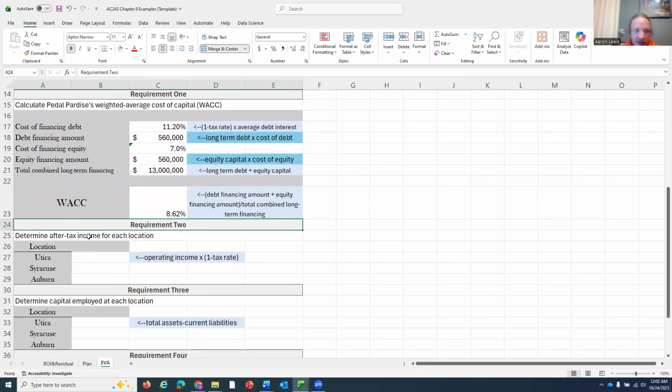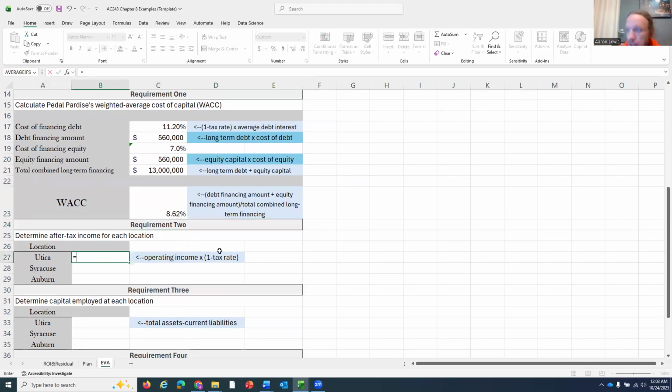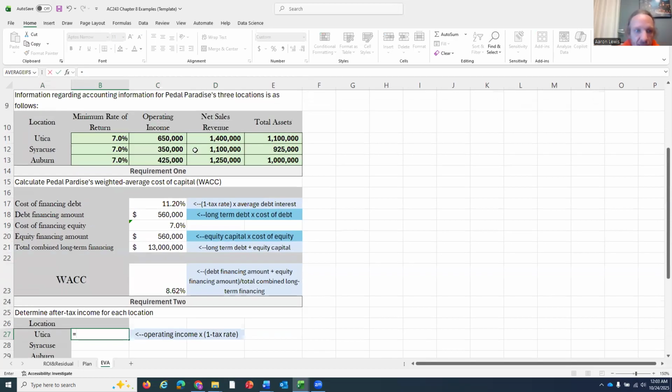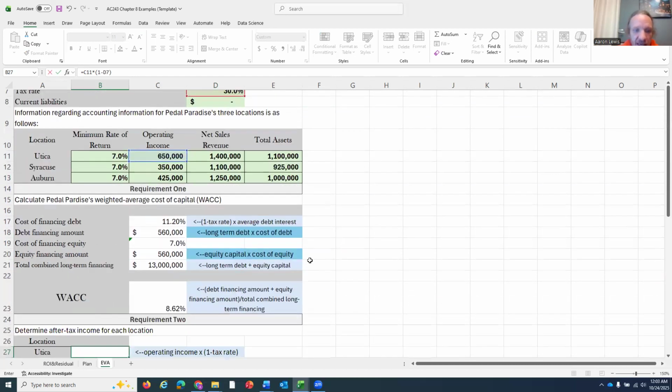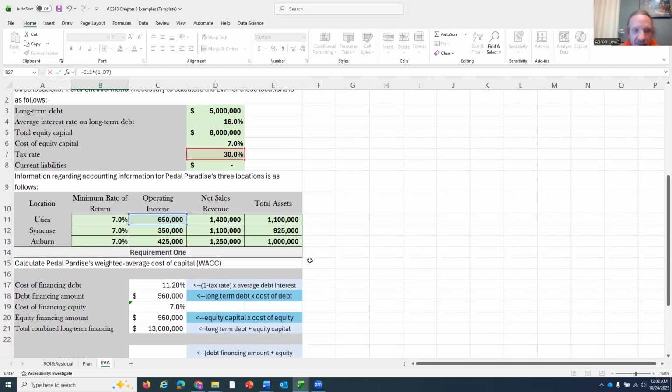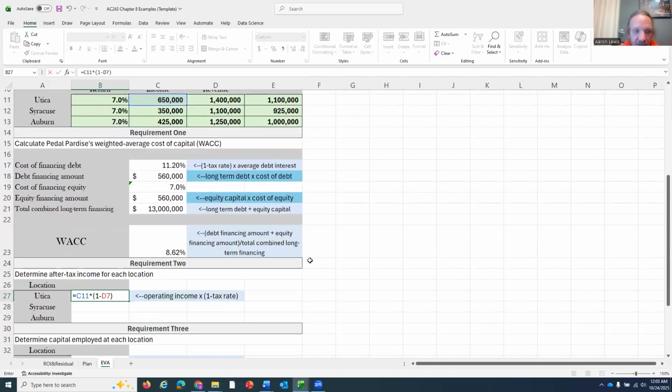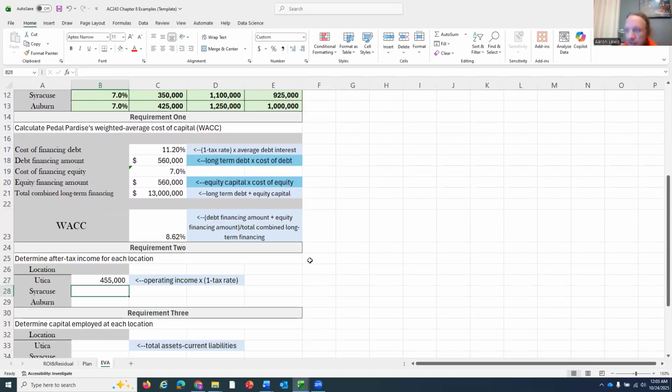The second thing we need is our after-tax income. So we're just going to take our operating income and multiply it by the complement, if you will, of our tax rate, 1 minus tax rate. For the Utica location, that location had operating income of $650,000. We're going to multiply that by, in parentheses, 1 minus our tax rate, and our tax rate is 30%. So after we pay taxes of 30% on that $650,000 of operating income, we'll be left over with $455,000.